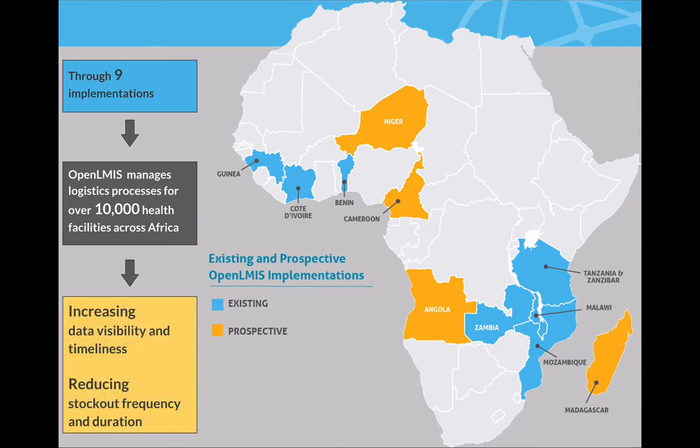We focus on meeting countries where they are currently in their supply chain maturity, while making the case to shift toward automation and best practices. This month, we're excited to be releasing version 3.3, the latest version of the software, which will have brand new vaccine functionality.